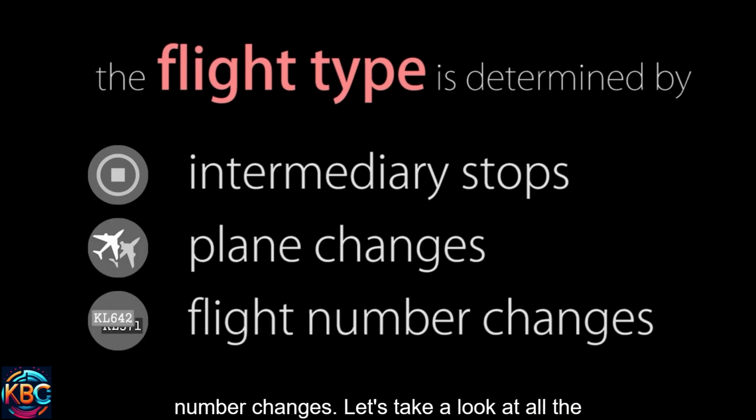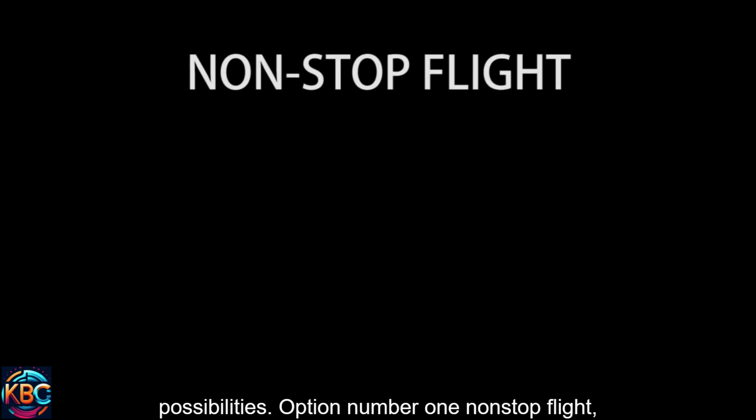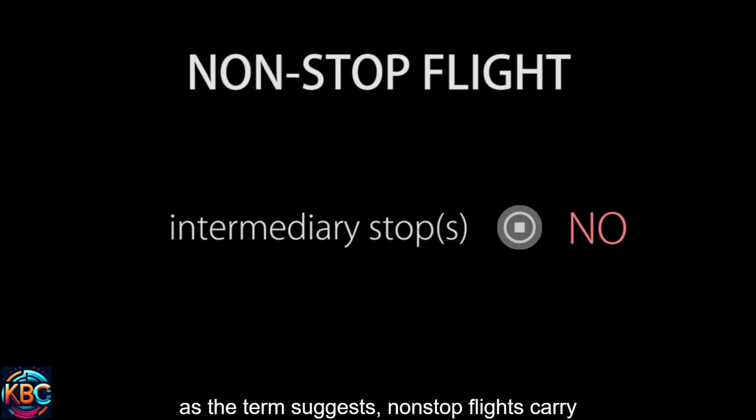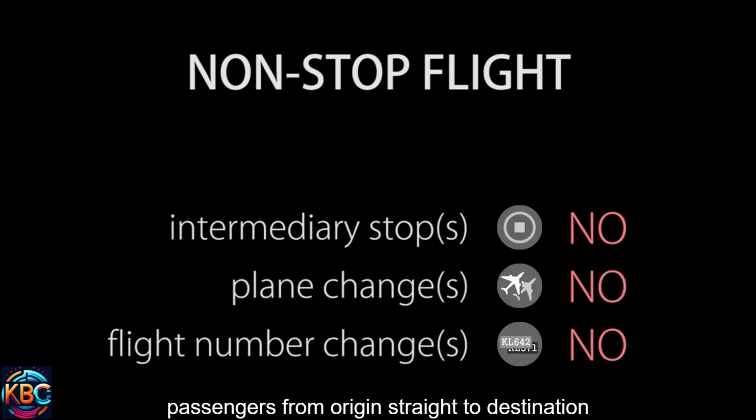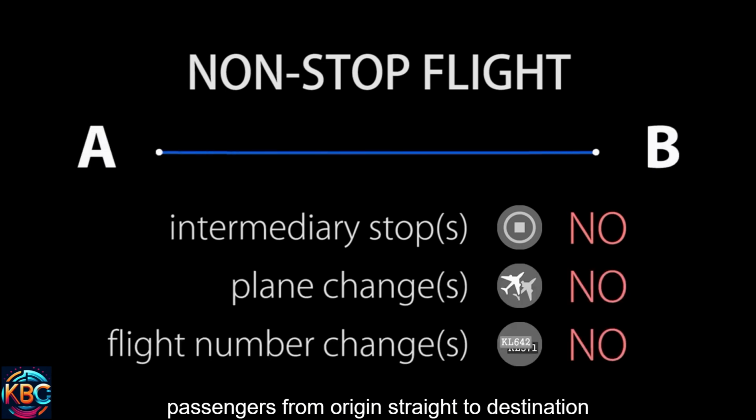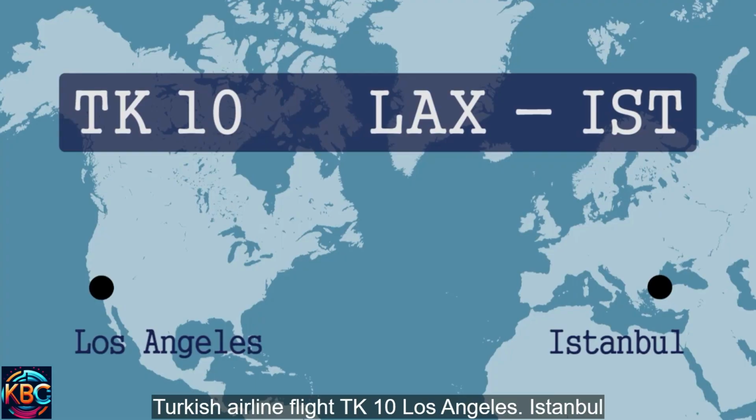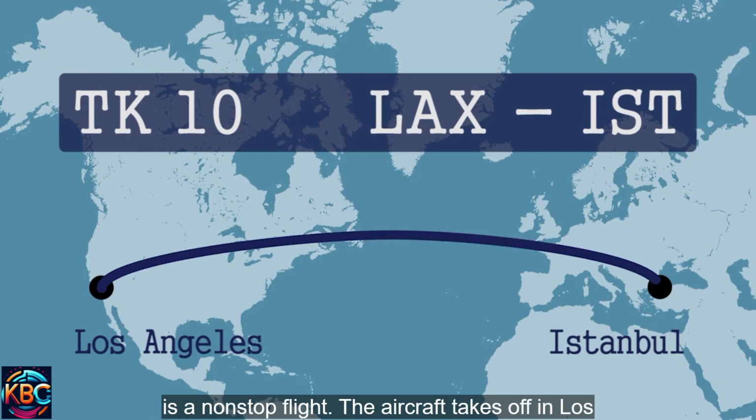Let's take a look at all the possibilities. Option number 1. Non-stop flight. As the term suggests, non-stop flights carry passengers from origin straight to destination without any stops in between. For instance, the Turkish Airlines flight TK-10 Los Angeles-Istanbul is a non-stop flight. The aircraft takes off in Los Angeles and lands only in Istanbul.